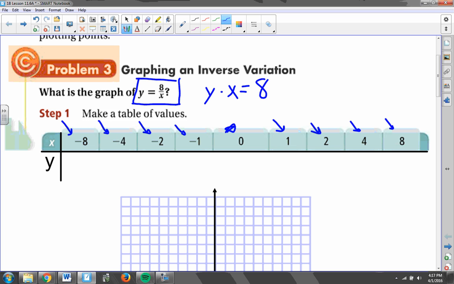If I put -8 in for x, 8 divided by -8 is -1. If I put -4 in for x, 8 divided by -4 is -2. If I put -2 in for x, 8 divided by -2 is -4. And then if I put -1 in for x, 8 divided by -1 is -8. Right, -8. Okay. So I'm going to start by just graphing those points right now.